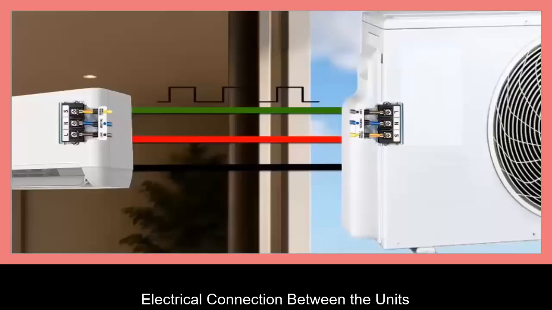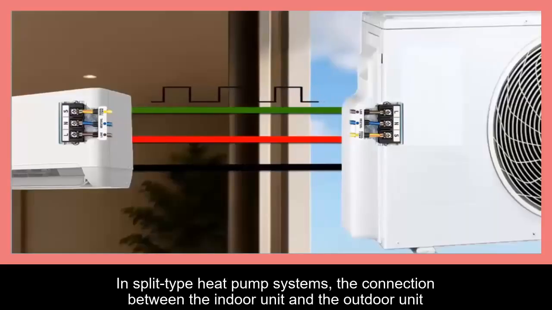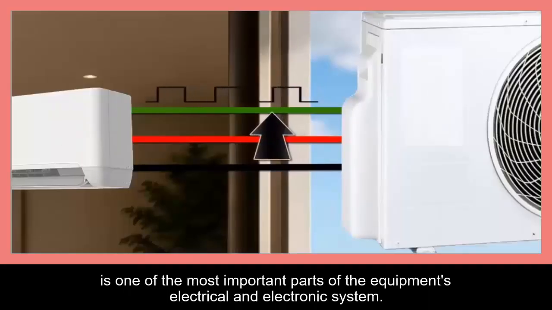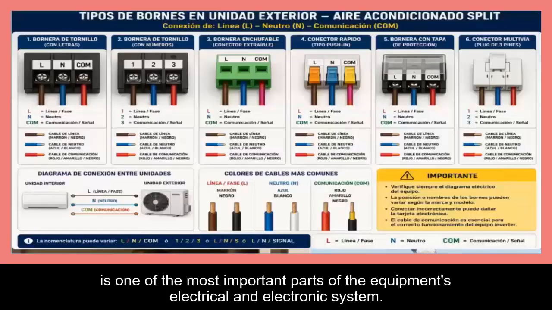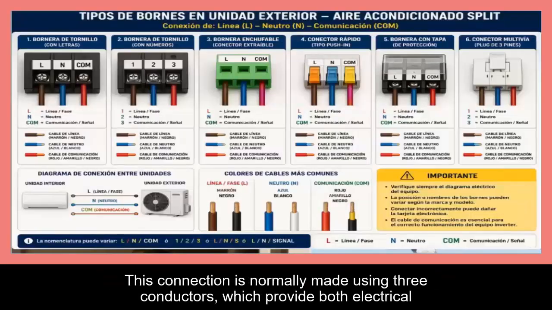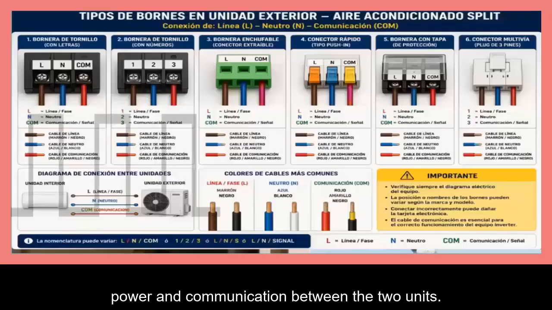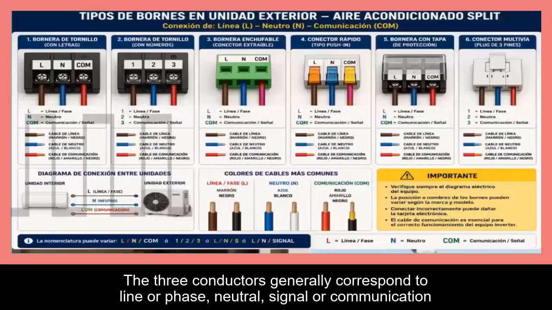Electrical connection between the units. In split-type heat pump systems, the connection between the indoor unit and the outdoor unit is one of the most important parts of the equipment's electrical and electronic system. This connection is normally made using three conductors, which provide both electrical power and communication between the two units.